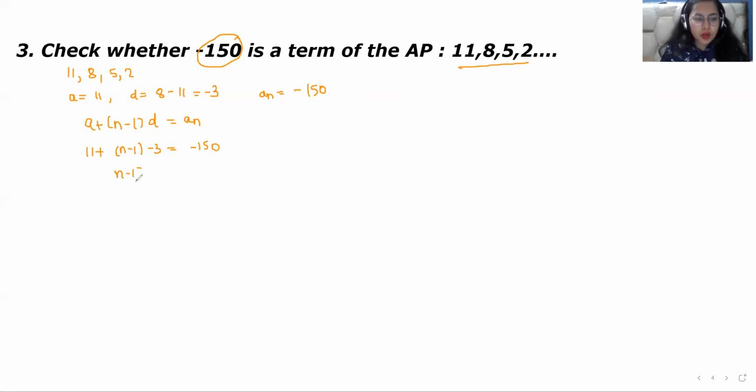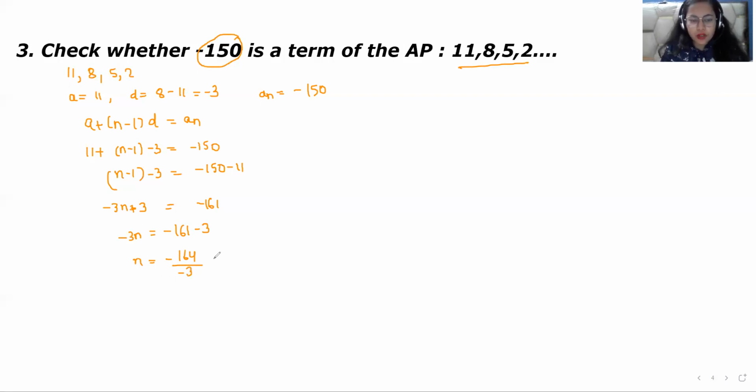So (n minus 1) times minus 3 equals minus 150 minus 11. So we multiply minus 3 with n minus 1, we get minus 3n plus 3, and we get this minus 161. So minus 3n equals minus 161 minus 3. So we get minus 164 over minus 3, and n is equal to that.